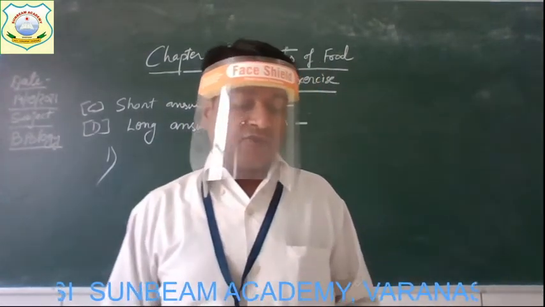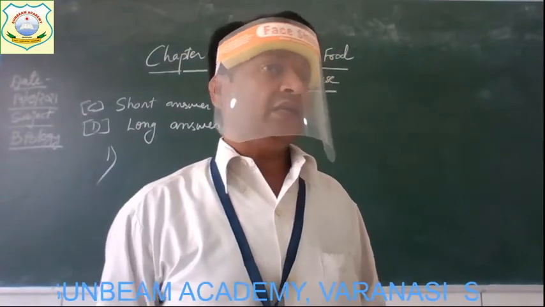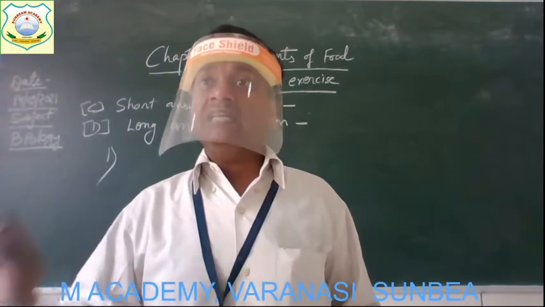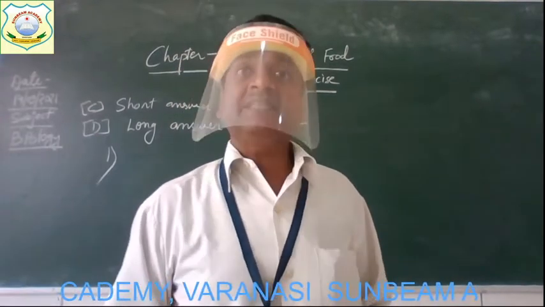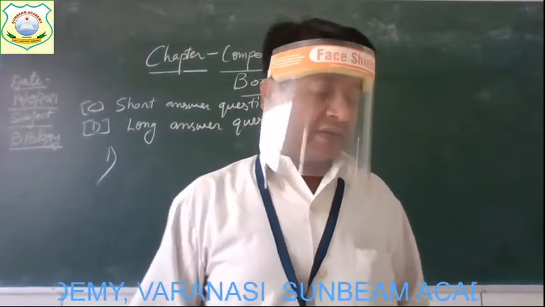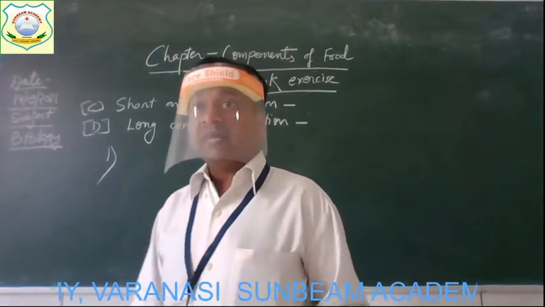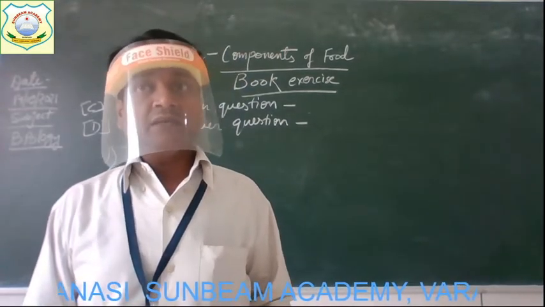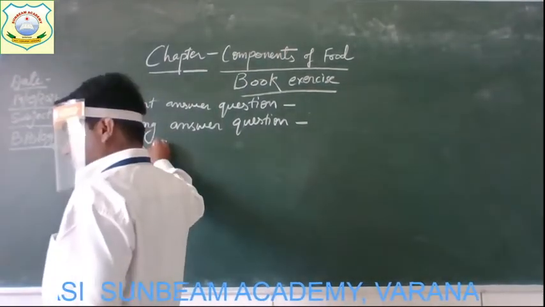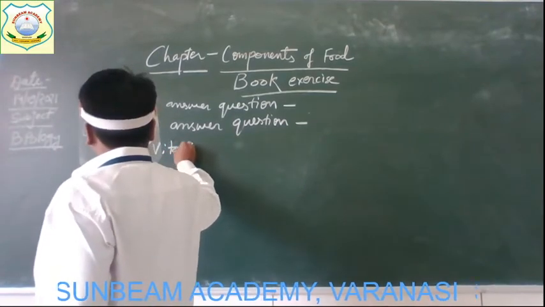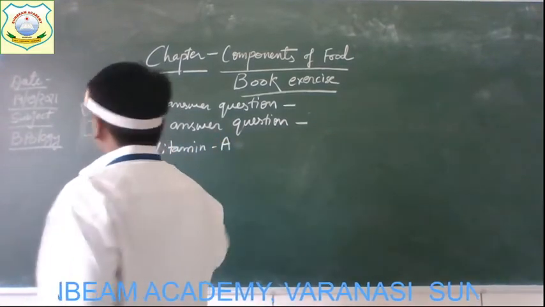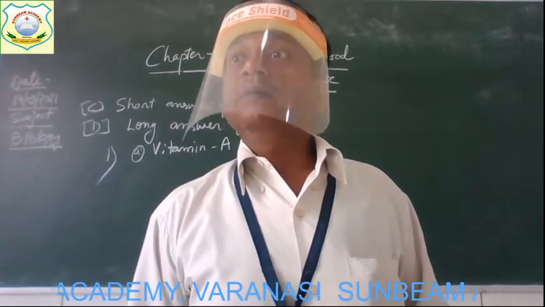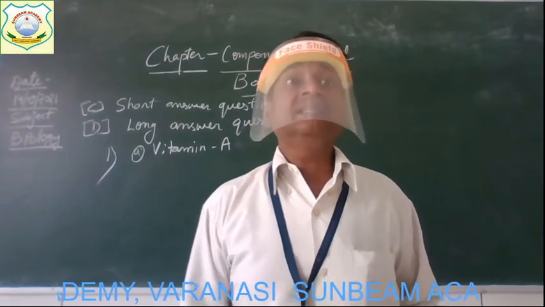Explain the importance of the following vitamins for the body. Children, question number 1 has 4 parts, A, B, C, D, and the names of different vitamins are written. You have to write why these vitamins are important for our body. Get it? So the first one is vitamin A. Why is vitamin A important for our body? Because it protects us from certain diseases.